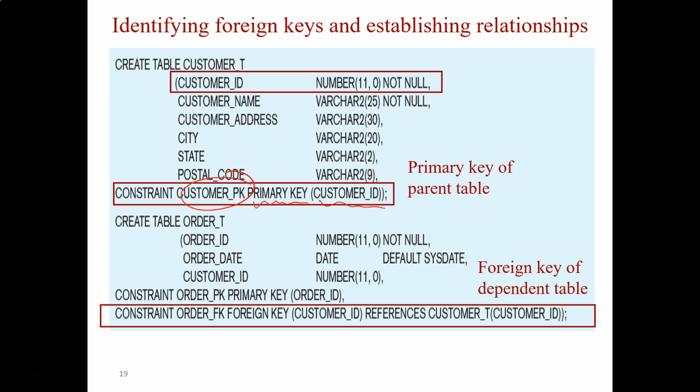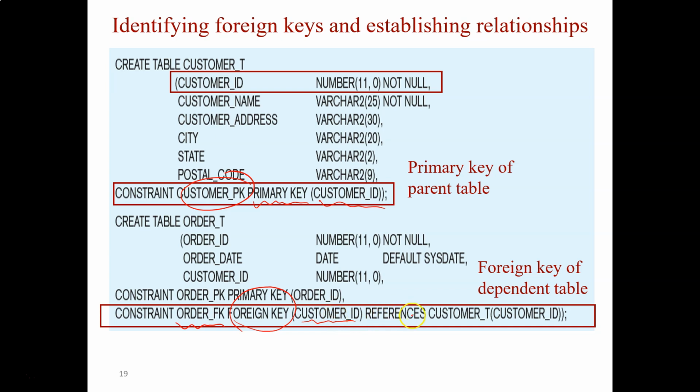Then for the foreign key, we must reference its corresponding primary key in order to establish the relationship. So in the order table, we use constraint, followed by the constraint name, in this case, order underscore FK, which stands for foreign key, and then the keyword foreign key to indicate this is a foreign key constraint. Then followed by the name of the field, customer ID, within a set of parentheses to indicate that customer ID is the foreign key in the order table.